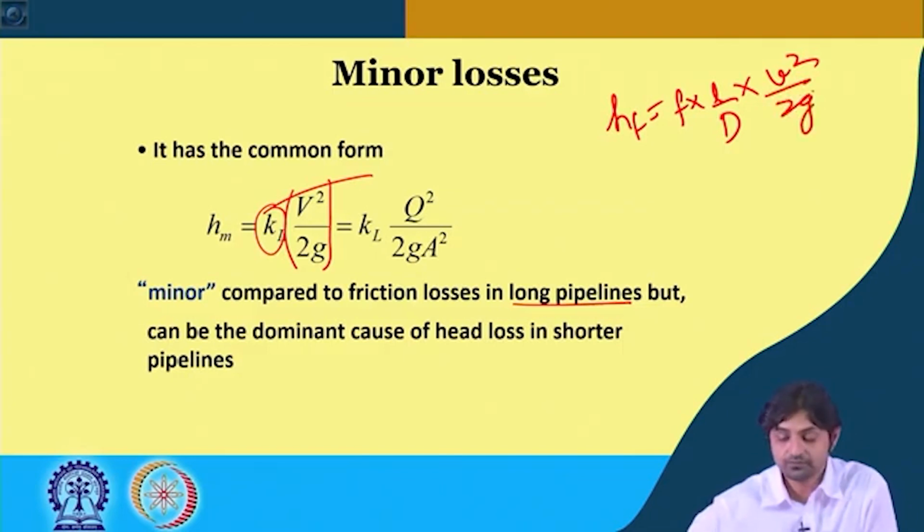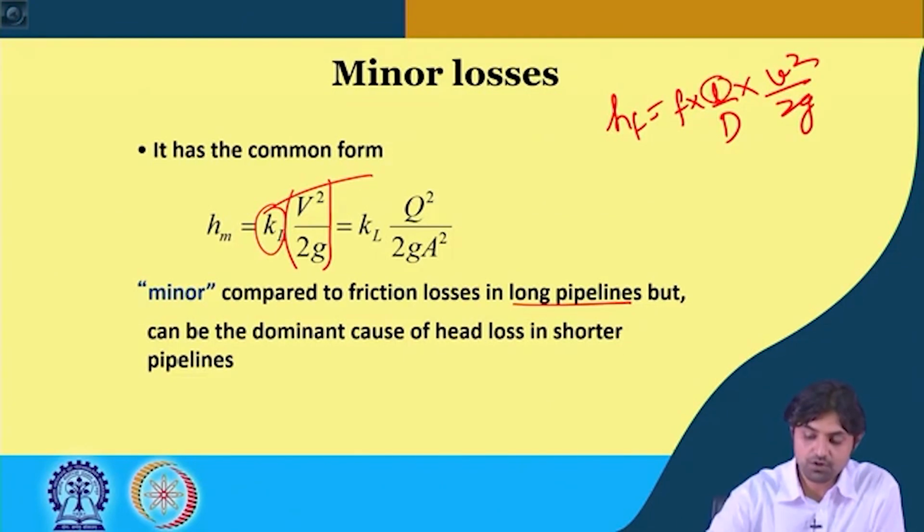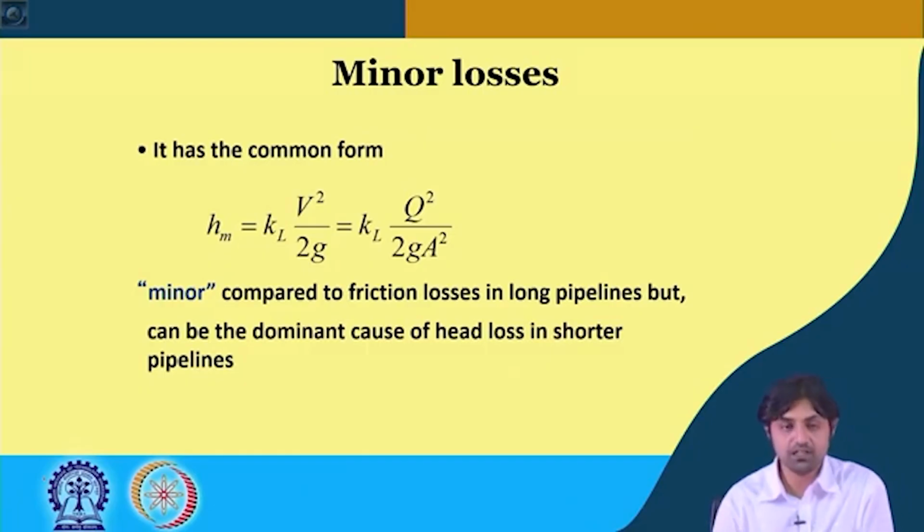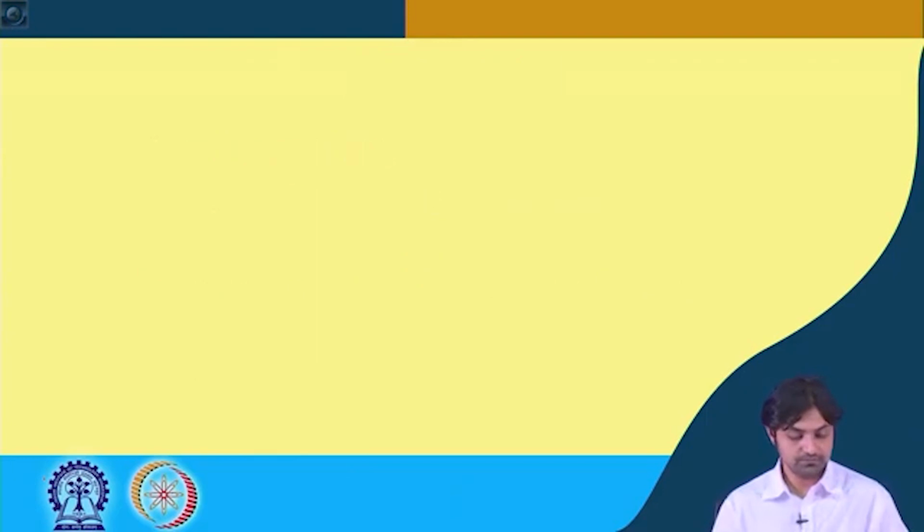All right. So if the pipe is long, the major losses would be too much, but the minor losses, caused by phenomena like bending, contraction and expansion, are less significant in long pipes. Therefore it is called minor loss, but it's not always minor. If the pipes are of shorter length, the minor losses actually will be dominant.